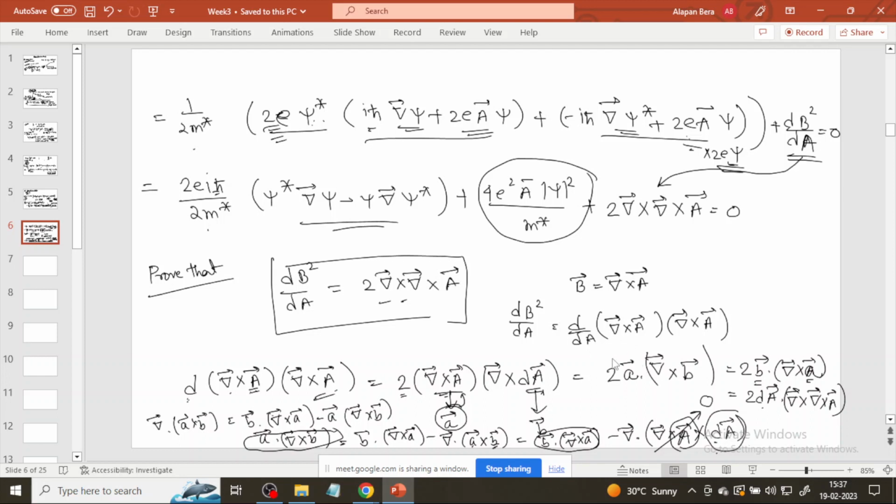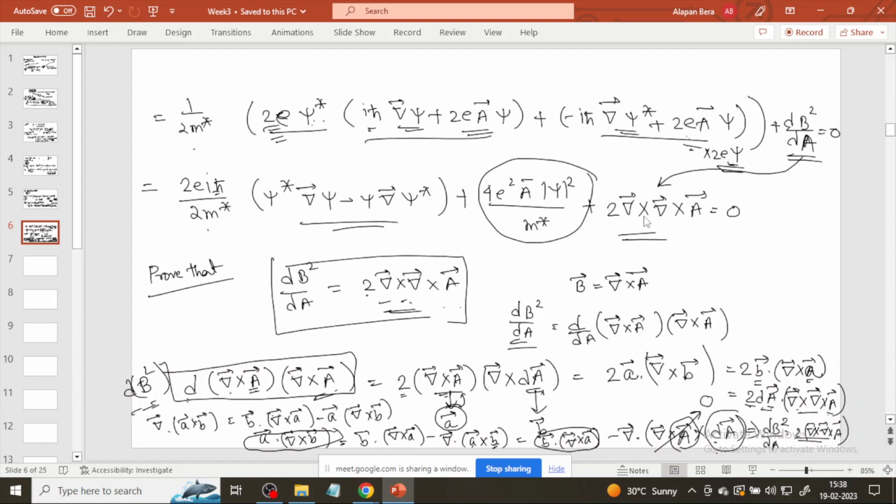So what do we get? We get that this term is d of B square. So d of B square is equal to 2 into dA into curl of A. This implies that d of B square by dA, we take the dA term here, is equal to 2 into curl of A. So now we have proven that dB square by dA is equal to 2 into curl of A.